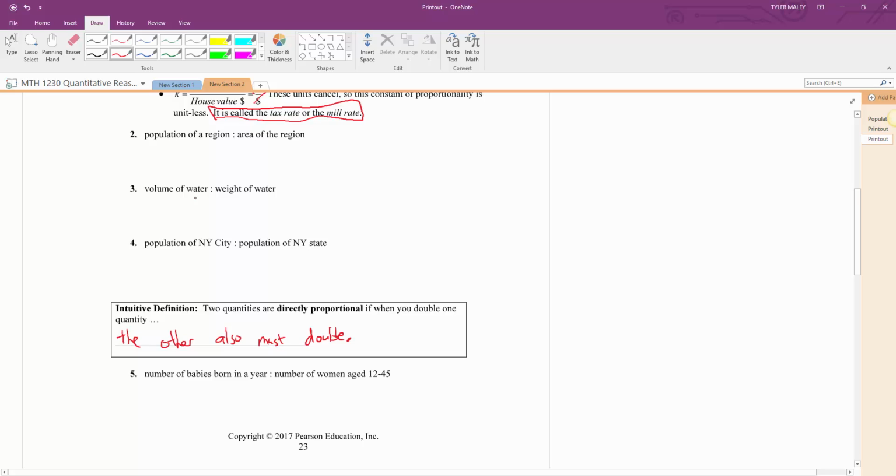Number 2, we're comparing the population of a region to the area of the region. In other words, if we look at some region that's 10 miles squared and we get that population, then if we look at another region that's 20 miles squared, so double, will the population double? And the answer is no. So no, we could say the area does not double if the population doubles.